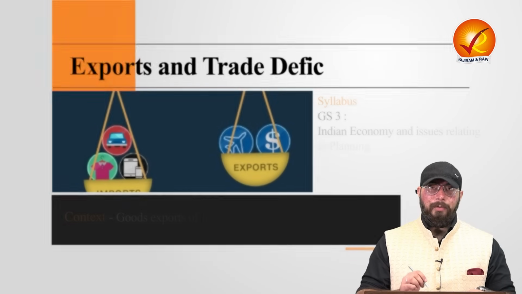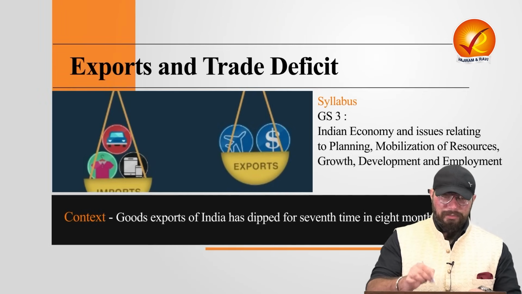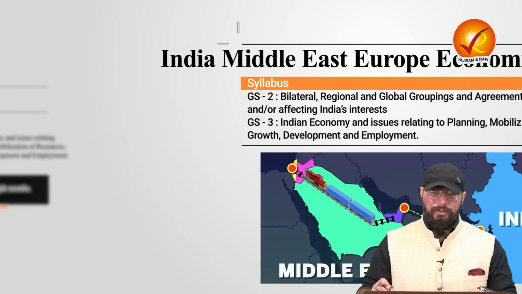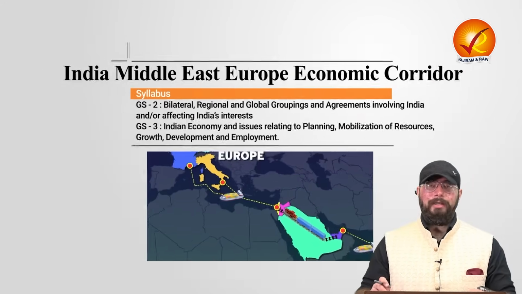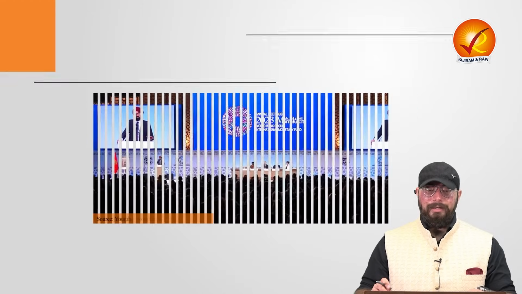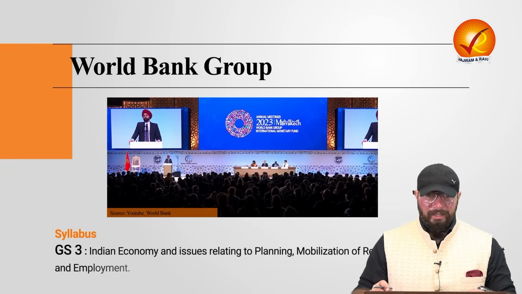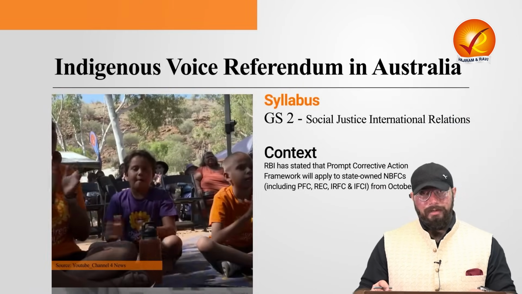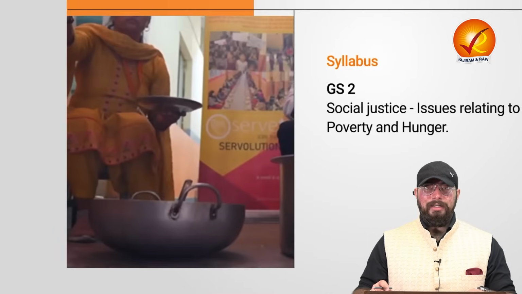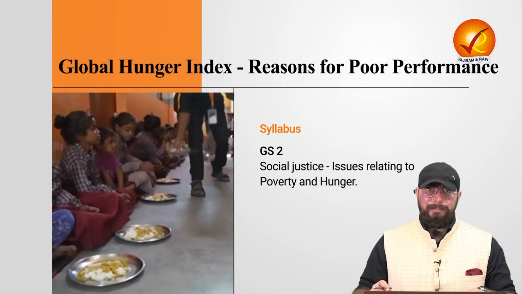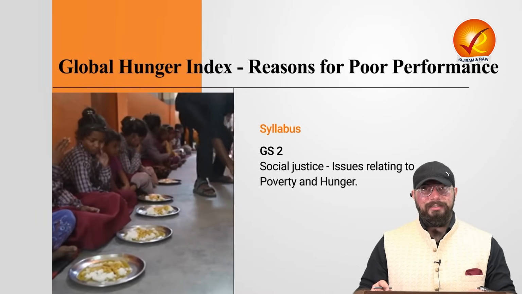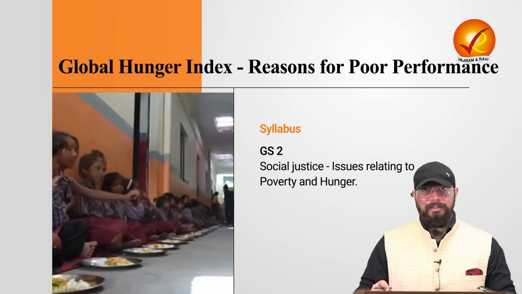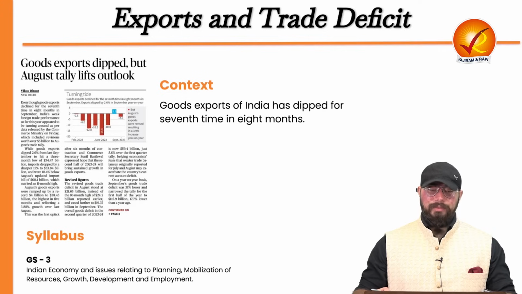So, the first important topic of today is related to exports and trade deficit, which is in The Hindu page number 1. Second important topic is India, Middle East, Europe Economic Corridor. The third topic is related to World Bank Group. And the fourth topic is related to a referendum, that is Indigenous voice referendum in Australia. And the last topic is related to the Global Hunger Index. And especially we will be focusing on the causes and the reasons for India's dismal performance in the Global Hunger Index and various other issues related to it. So let's start with the first topic.